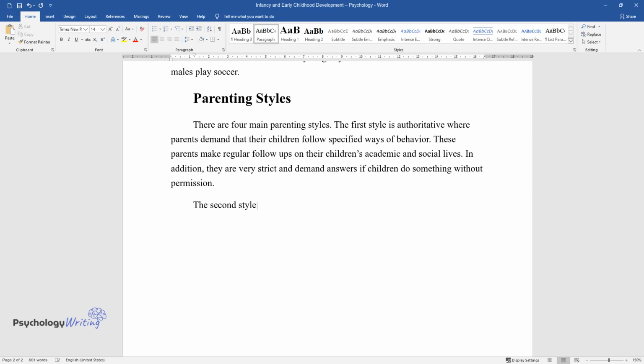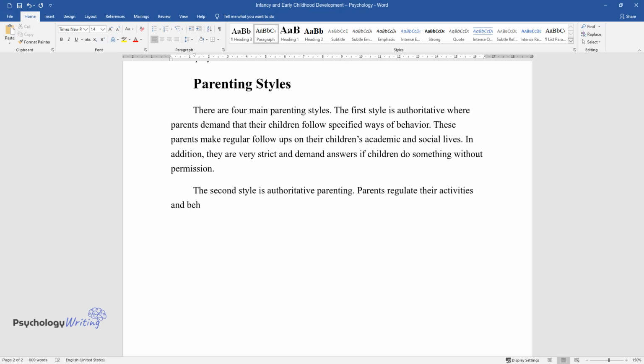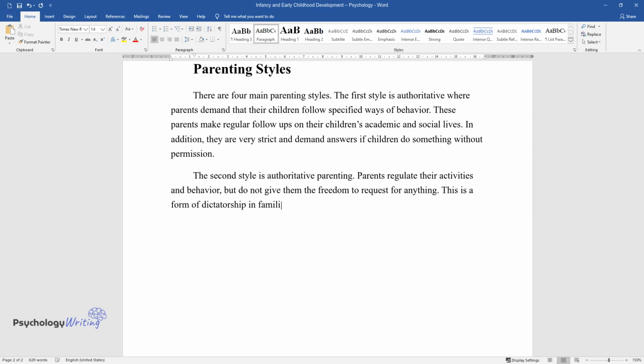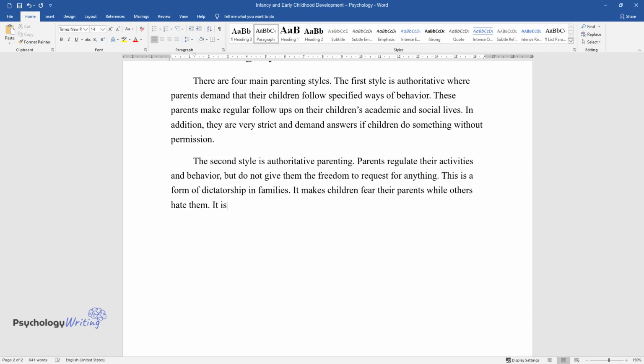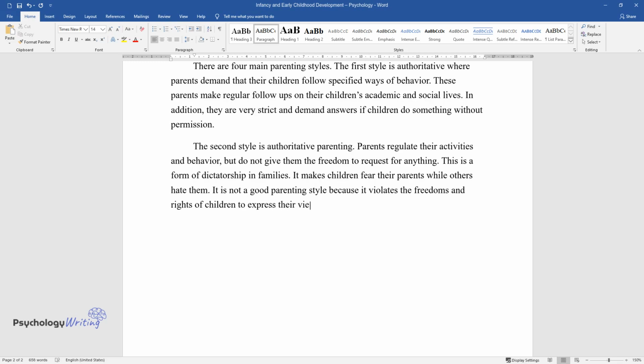The second style is authoritative parenting. Parents regulate their activities and behavior, but do not give them the freedom to request for anything. This is a form of dictatorship in families. It makes children fear their parents while others hate them. It is not a good parenting style because it violates the freedoms and rights of children to express their views and associate freely.